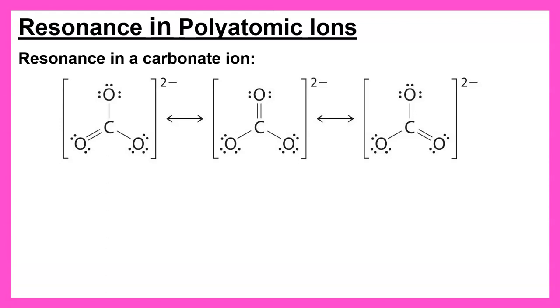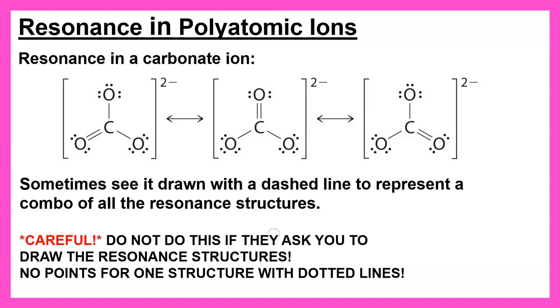Sometimes you may see online, instead of drawing all 3 resonance structures, somebody might just draw this with a dashed line. In my opinion, I like the dashed lines because to me, it's really showing that all of these bonds should be identical in real life. It's showing that it's intermediate. It's not a single bond and it's not a double bond. It's somewhere in between.